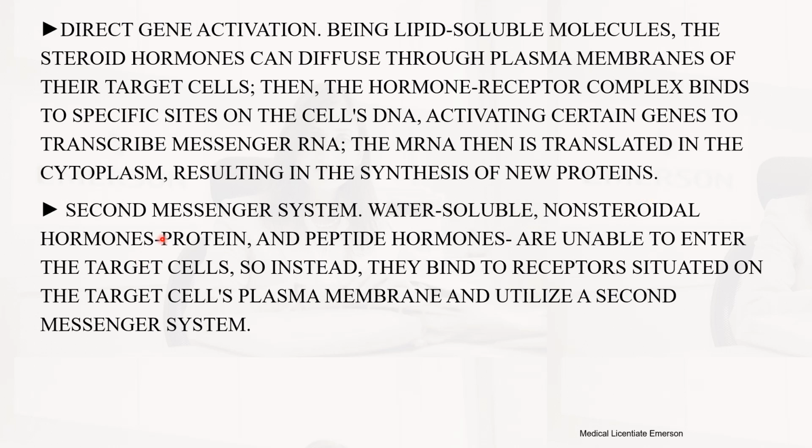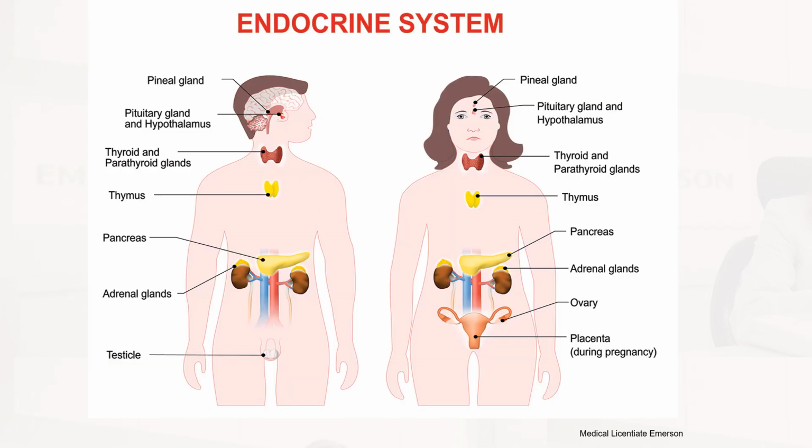Then the other function is the second messenger system. So water-soluble non-steroid hormones, protein and peptide hormones, are unable to enter the target cells, so instead they bind to receptors situated on the target cell's plasma membrane and utilize a second messenger system. So those are the functions of the endocrine system.